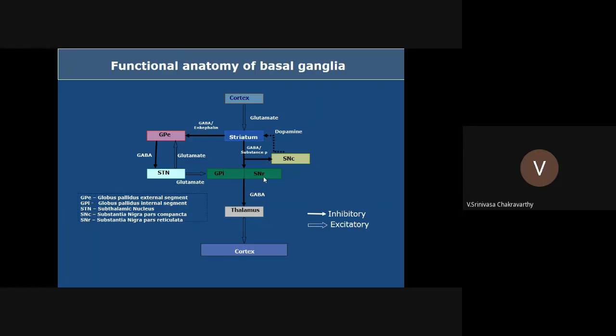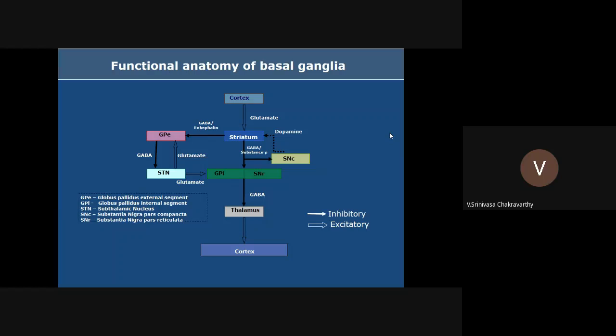SNR stands for substantia nigra pars reticulata, GPE stands for globus pallidus externa, and STN stands for subthalamic nucleus. So don't worry about this terminology too much. You can even think of them as XYZ if you like. But basically, it's a bunch of nuclei connected by some pathways.